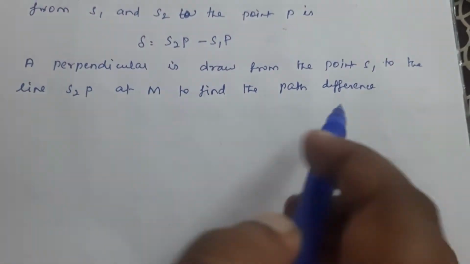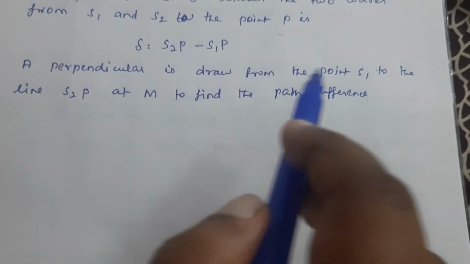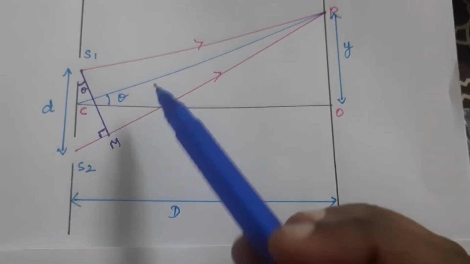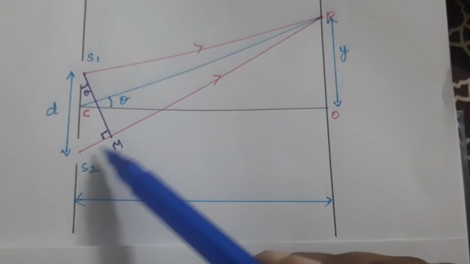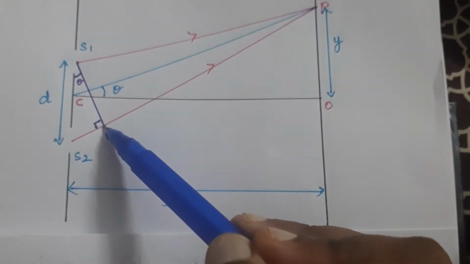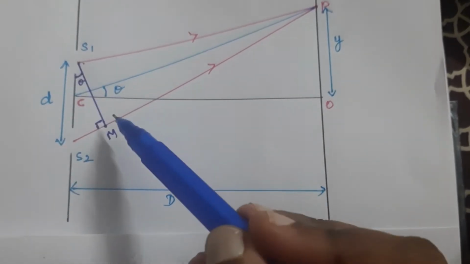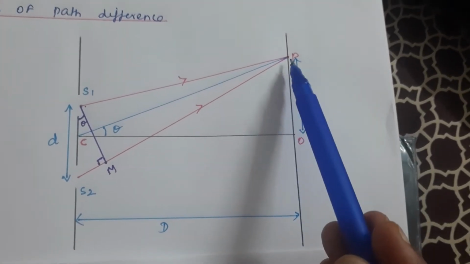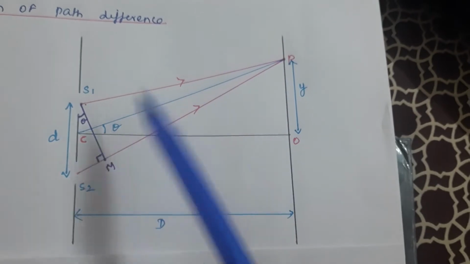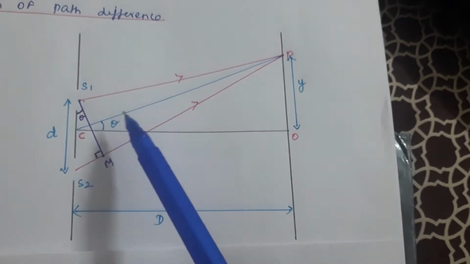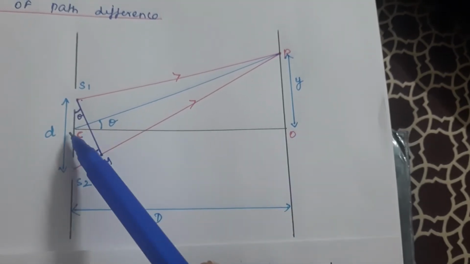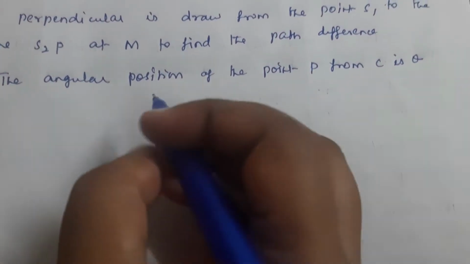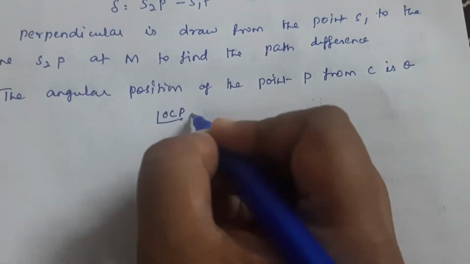Now to find the path difference, we are going to draw a perpendicular from S1 to the line S2P at M. So here, from S1, we are drawing a perpendicular to the line S2P and we are marking it as M. The angular position of the point P from C is theta. So I can write angle OCP is equal to theta.